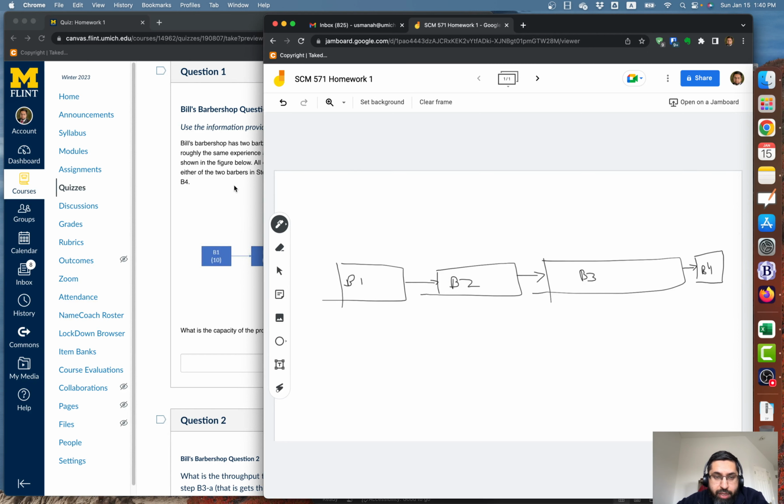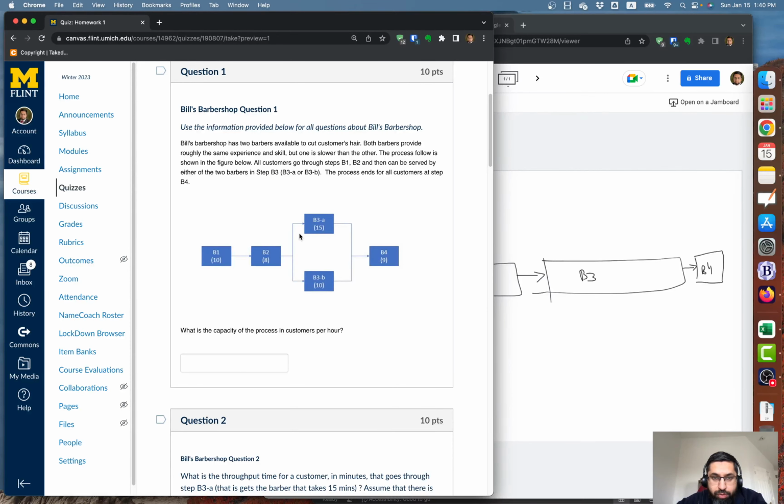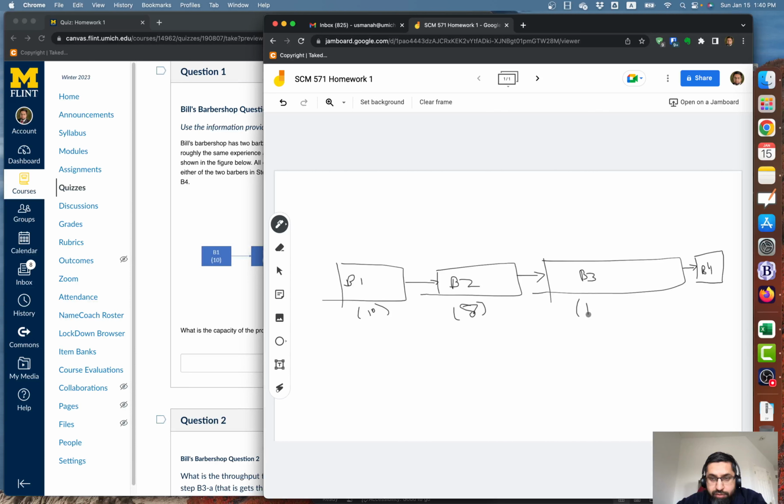And then if you had to find the capacity of this process, you'd have to find the bottleneck. So this one takes 10 minutes, this one takes 8 minutes. And let's say we have barber A, so this one takes 15 minutes, and just one barber, there's no barber B. And this one takes 9 minutes. So how would you find the capacity of this process? Well, you would identify the bottleneck, which in this case is step B3 because it takes the longest. So the capacity of the entire process will be the capacity of step B3.